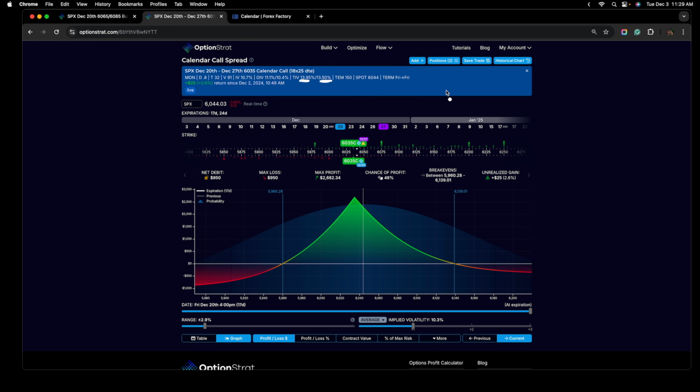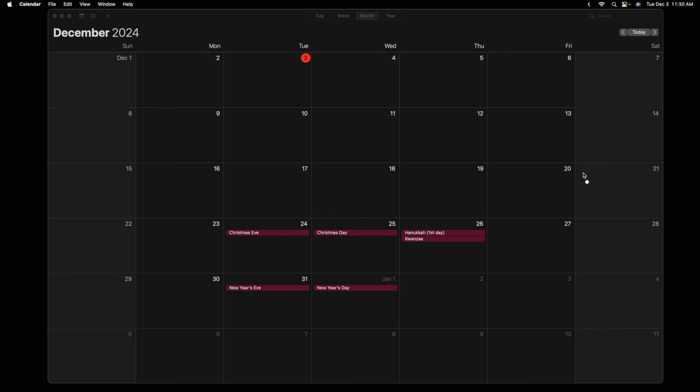As we can see, there's about a 0.45% difference in implied volatility between these two expirations. That essentially is my volatility skew. The next step is being aware of the calendar.